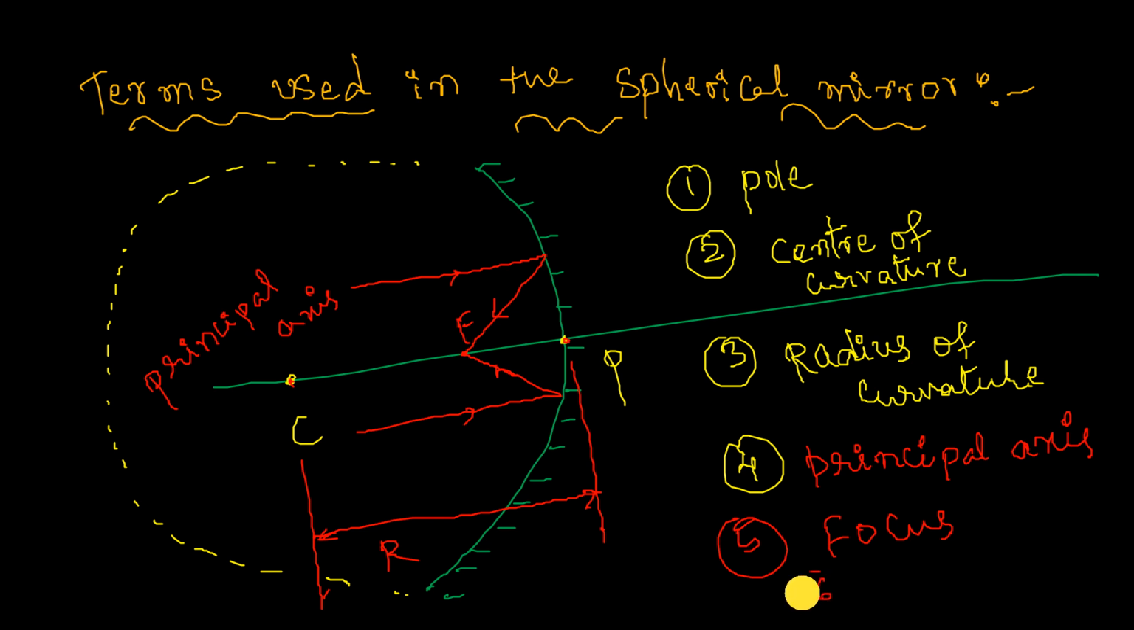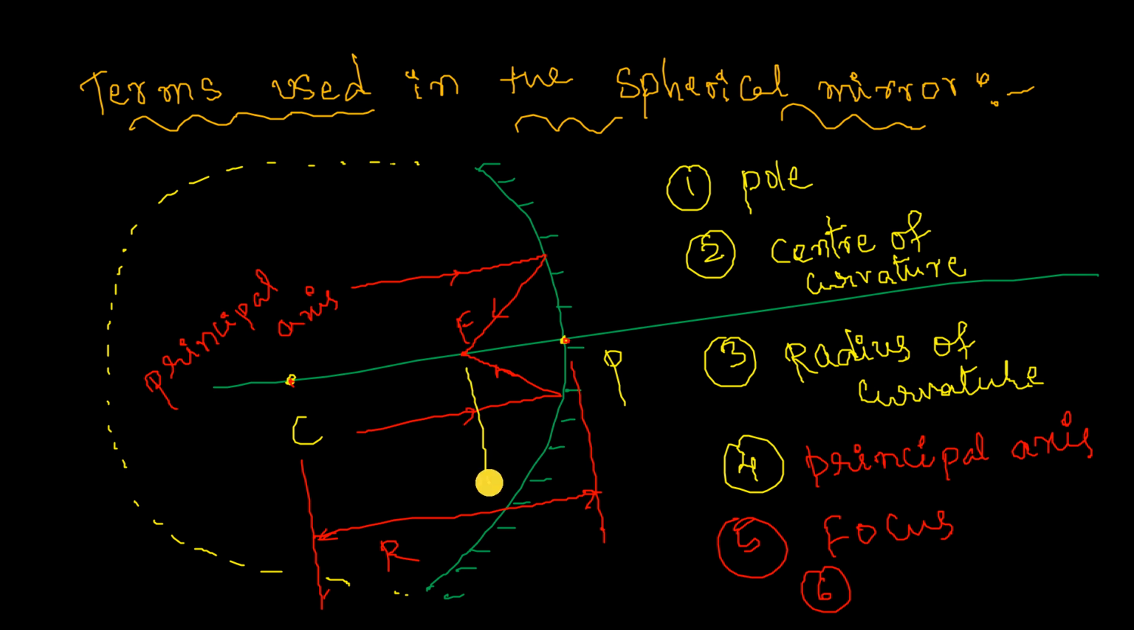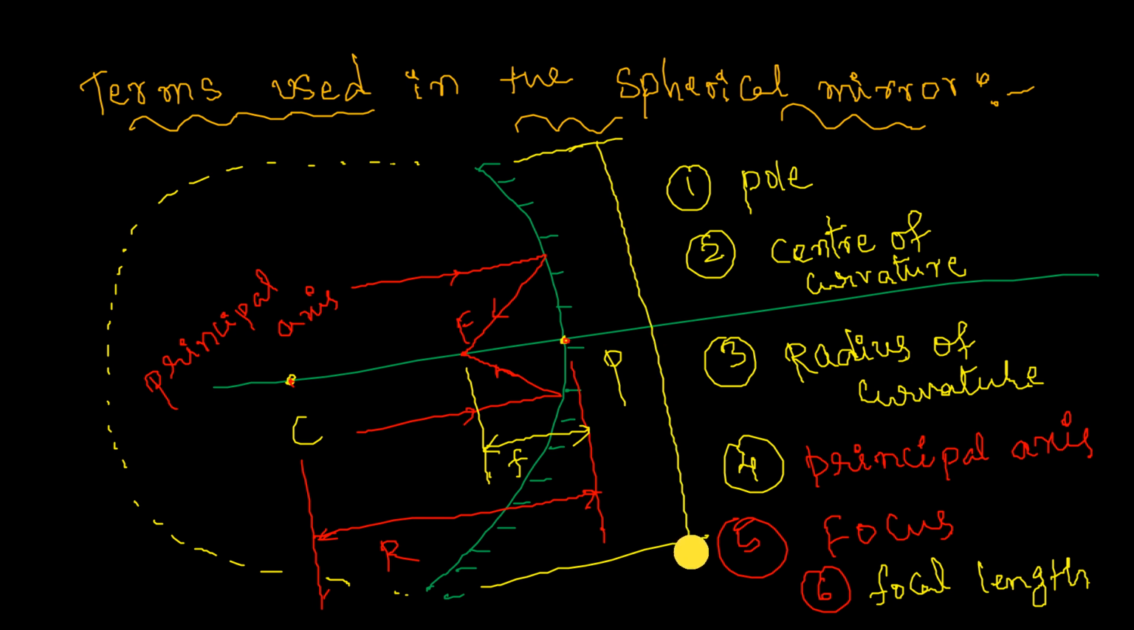The sixth one is the distance between focus and pole. The distance between focus and pole is called the focal length. And the width of the mirror is called aperture. I am considering this as the width of the mirror. So the seventh one is aperture, the width or diameter of the reflecting surface of the mirror.